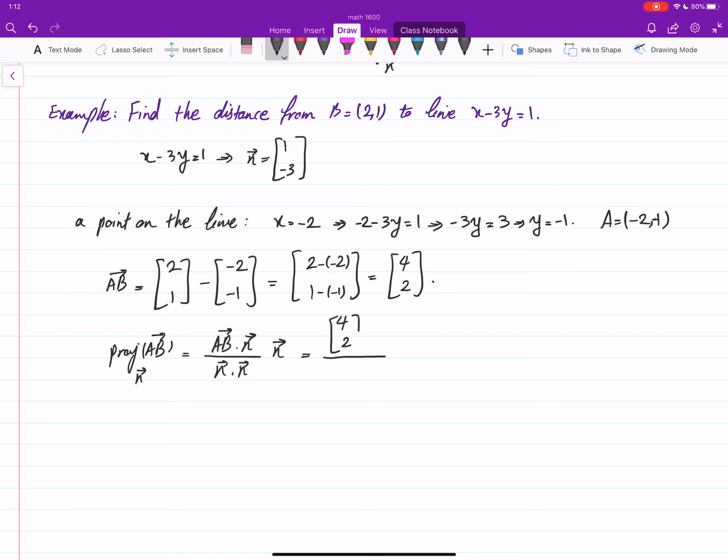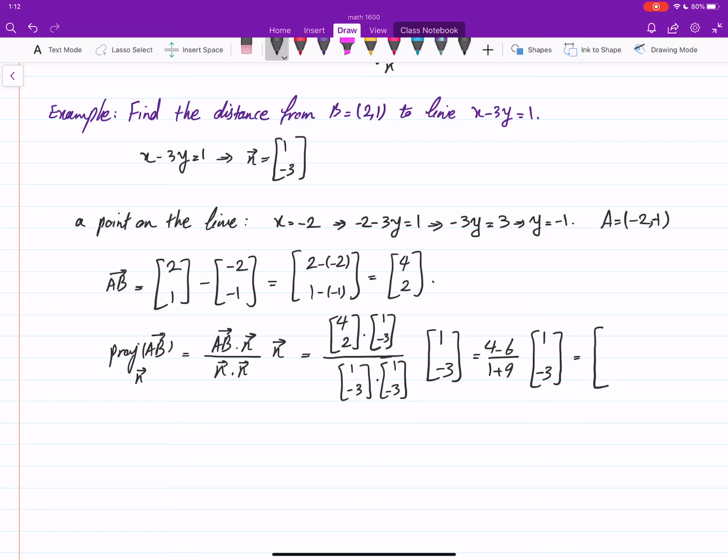AB is 4, 2. Normal vector is 1, -3, over 1, -3 dot 1, -3. When we find the result, we scale and multiply the vector 1, -3. Here we have 4 minus 6 over 1 plus 9, times 1, -3. So that's -2 over 10, well, -1 over 5, and this is 3 over 5. Very nice.